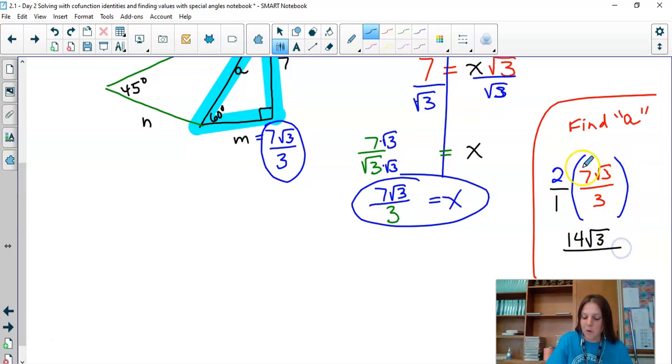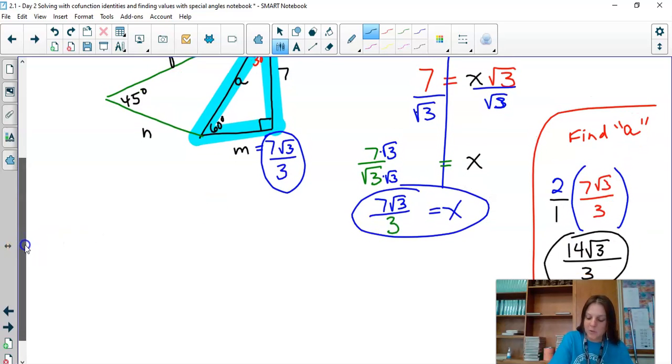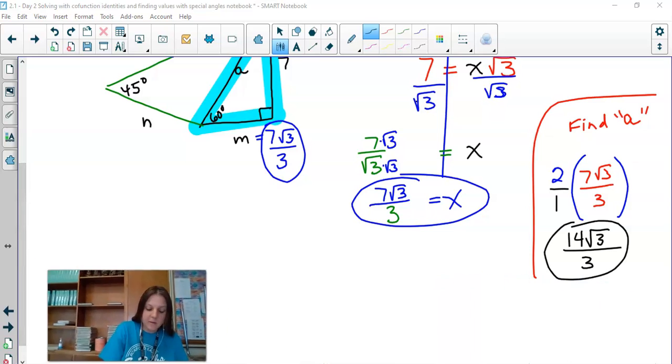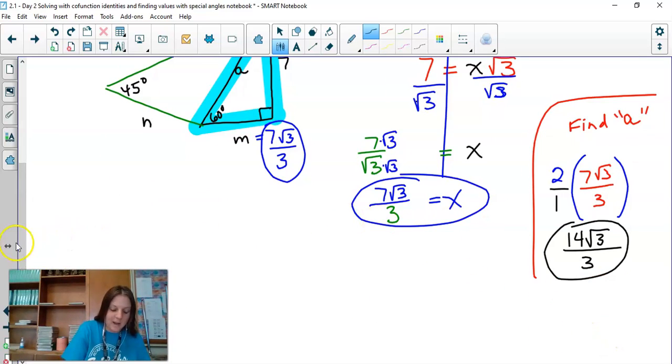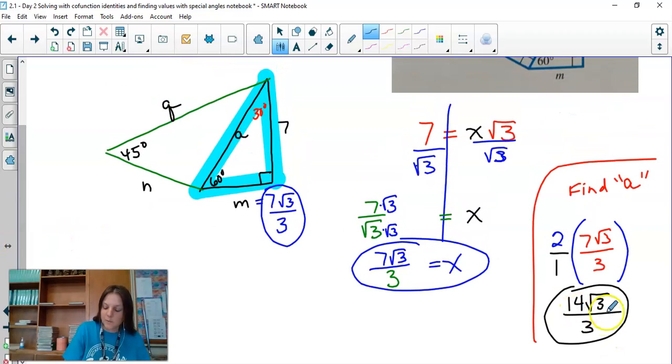It doesn't actually multiply into the 2 or the 7. In the denominator, 1 times 3 is 3, so we have our answer for side A. So remember, I was doubling my side to find the hypotenuse, so side A is this 14 root 3 over 3.